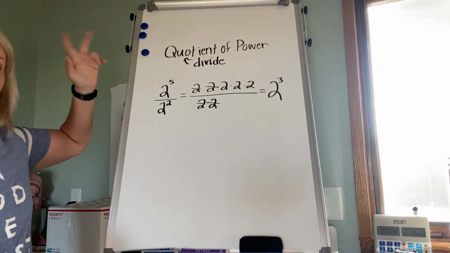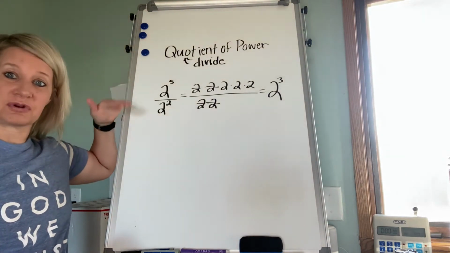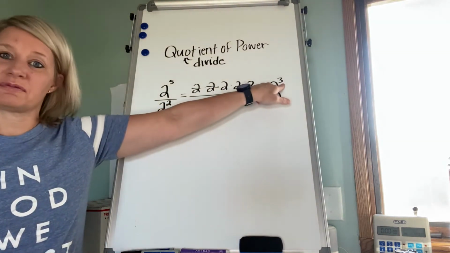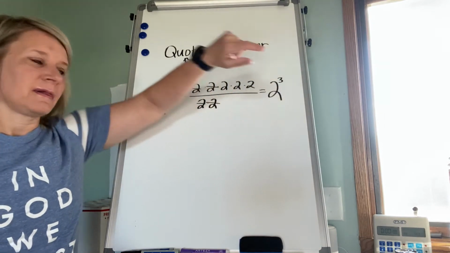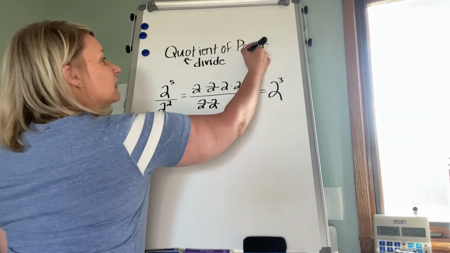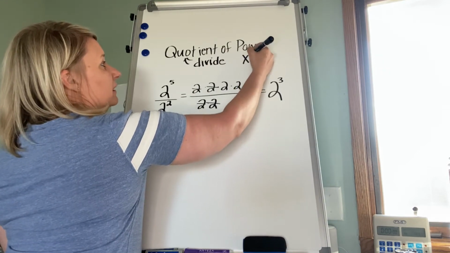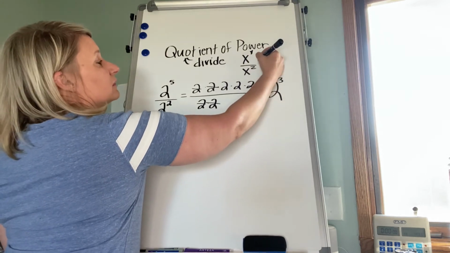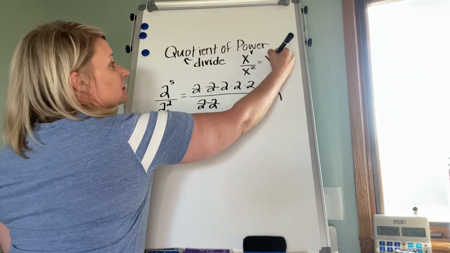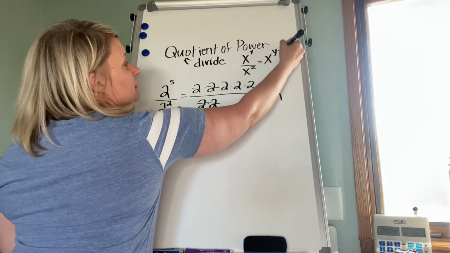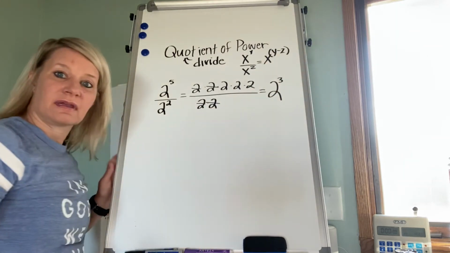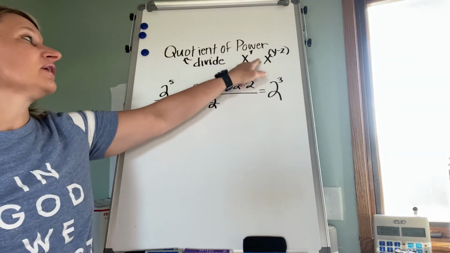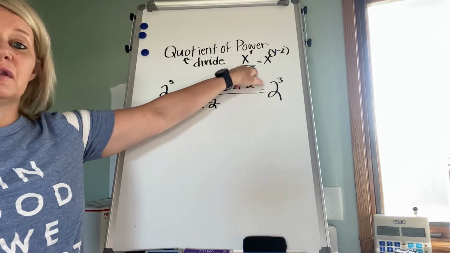Okay, so if you think about what that means, we have subtracted, right? We had 5 on the top, we had 2 on the bottom, and we were left with 3, right? That's subtraction. So really the rule is if you have x to a power y over x to a different power z, you're going to subtract y minus z. Okay, that's what that means. You subtract your powers.